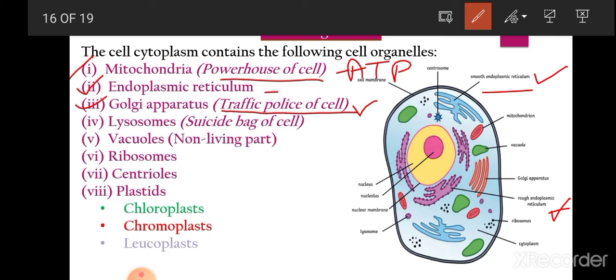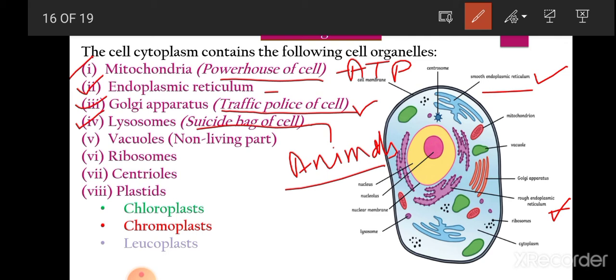Now next cell organelle is lysosome. Lysosomes are called the suicide bag of the cell. One very important thing is that lysosomes are present in animal cells. They are called suicidal bags because they have tissue dissolving enzymes. They help in the digestion of foreign bodies or foreign particles, and they also help in autodigestion of worn out cell parts.